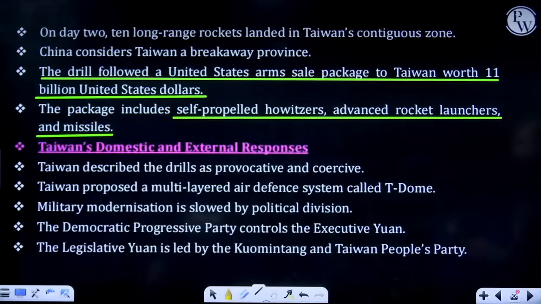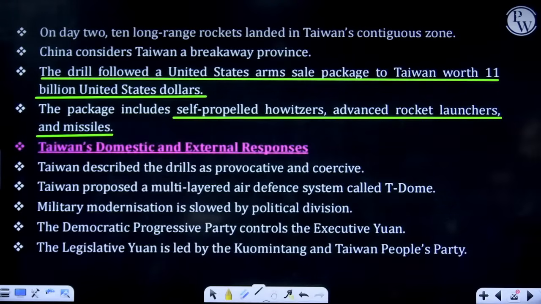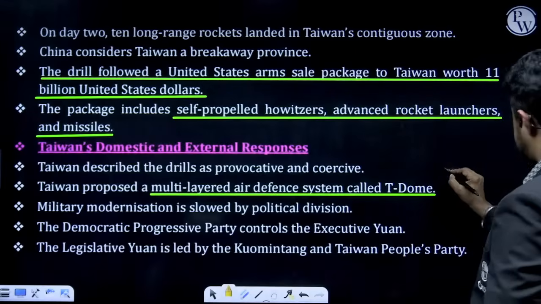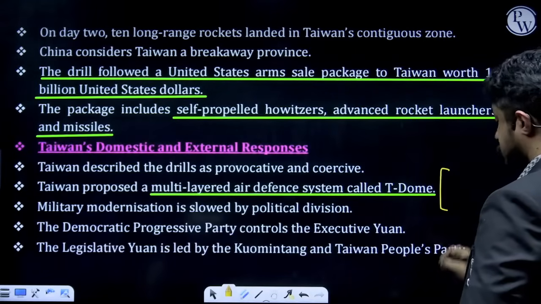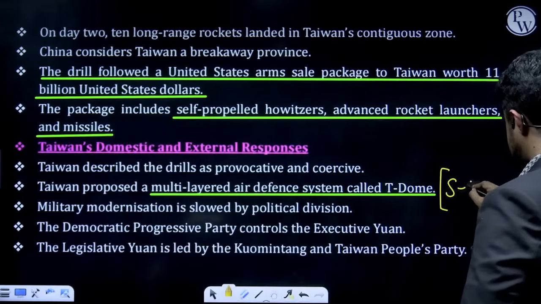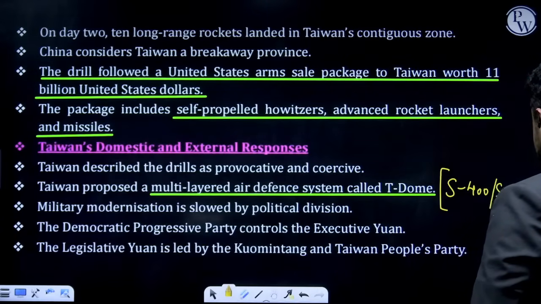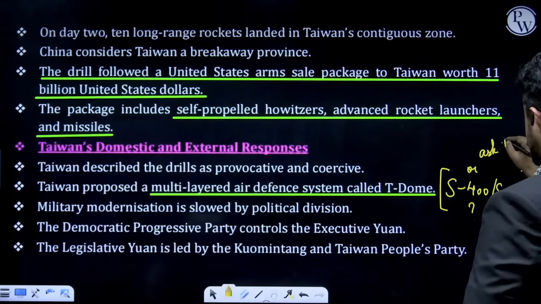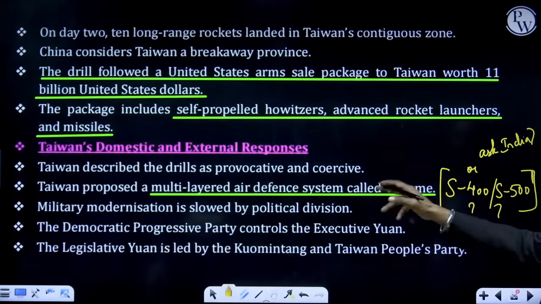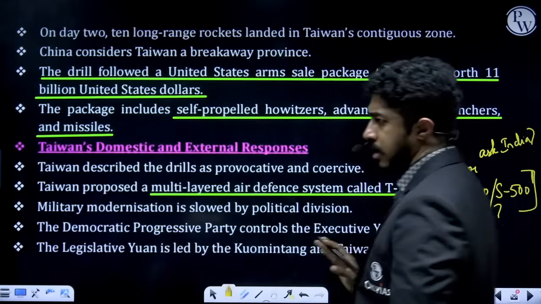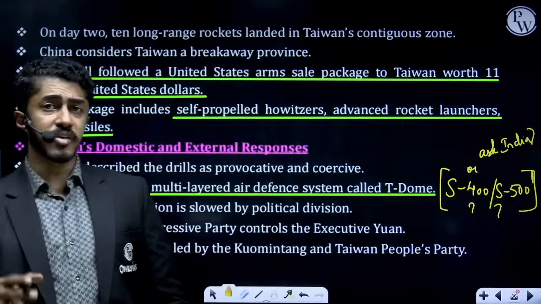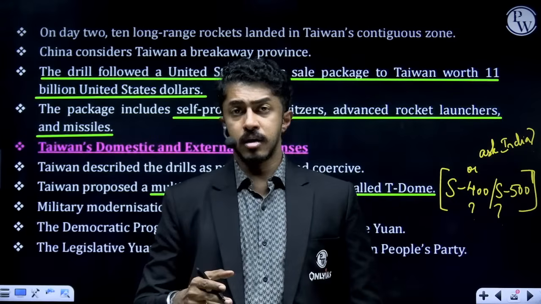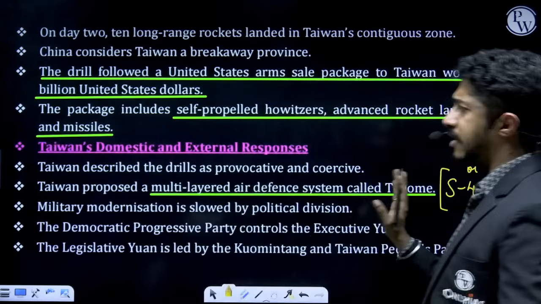Taiwan's domestic and external responses. Taiwan described the drills as provocative and coercive. Taiwan proposed a multi-layered air defense system called T-Dome. They will develop it. They are basically telling they will develop it indigenously. But the $1 million question is, if they are developing it indigenously, will they take the help of India? Or will they take the help of Russia? And will they provide the help? But as of now, Taiwan is telling, we will develop it by ourselves.